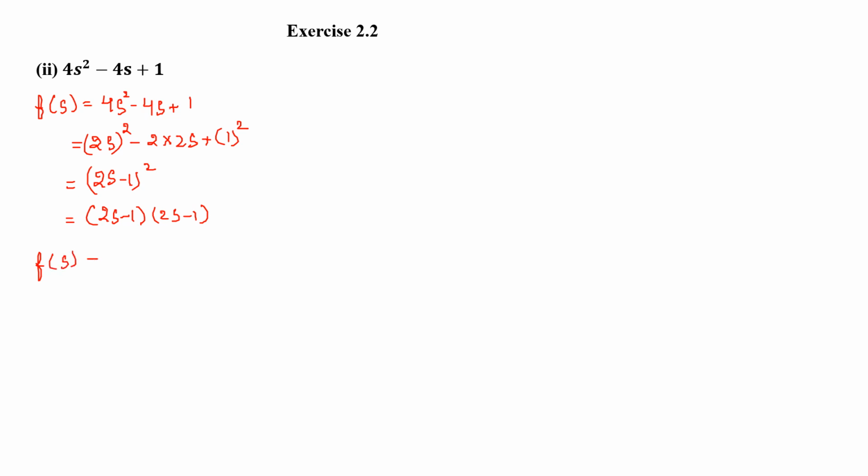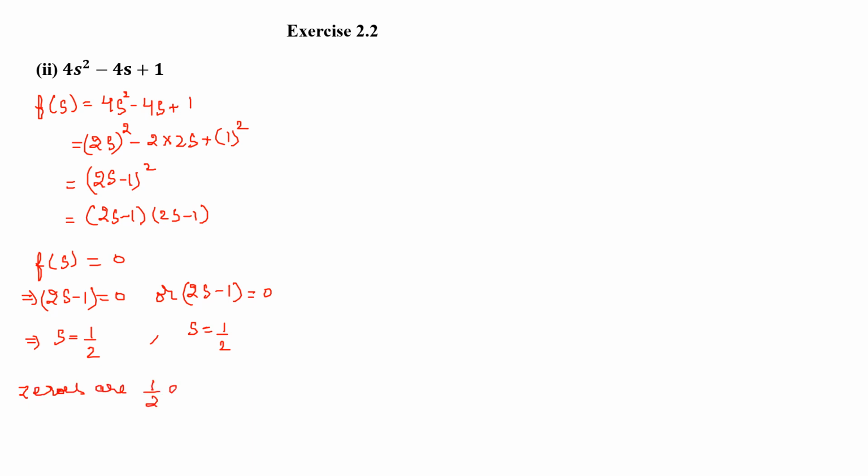Now I have to find the zeros of this polynomial. It means f of s should be equal to 0. And when will it become equal to 0? When 2s minus 1 is equal to 0. Both 2s minus 1 should be equal to 0, either this or this. So from here I will get the value of s as 1 by 2, and from here also I will get the value as 1 by 2. So here my zeros are 1 by 2 and 1 by 2.